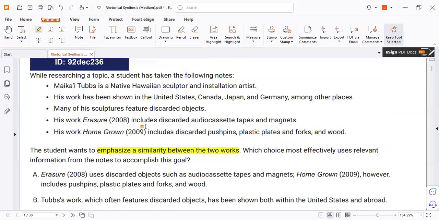Now we are going to read very quickly to show what is similar. Let's read it.